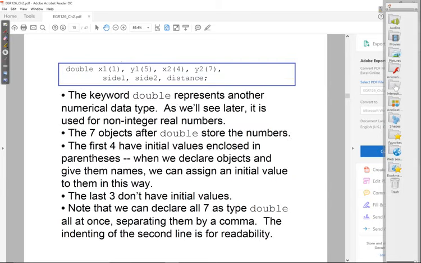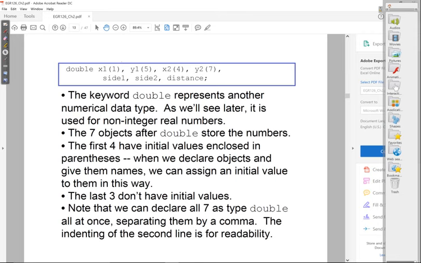All right, so what comes next? The next two lines, as shown in this blue box, are the word double, followed by what I'm going to call variables. So this is very important. This is probably one of the most important things in this whole program. You see x1 with the value 1, y1 the value 5, x2 the value 4, y2 the value 7, side1, side2, and distance.